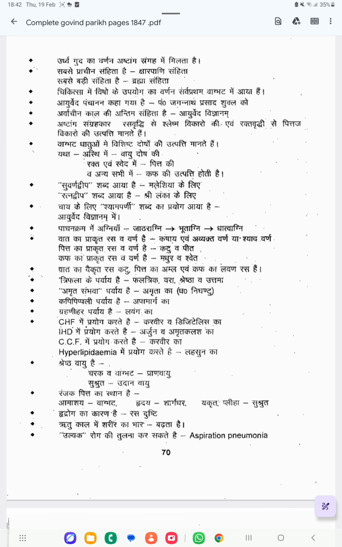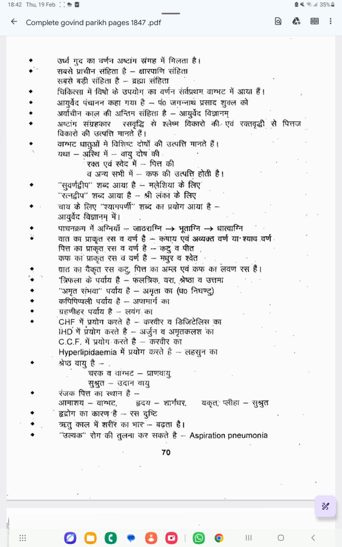Then Prakrita Rasa and Varna of Doshas. This is also important. The Prakrita Rasa of Vata Dosha is Kashaya. The normal rasa of Vata is Kashaya rasa, and normal Varna is Avyakta Varna or Shyava Varna. There will be no color, or otherwise Shyava Varna, blackish discoloration. So that is all indicating the normal color of Vata dosha.